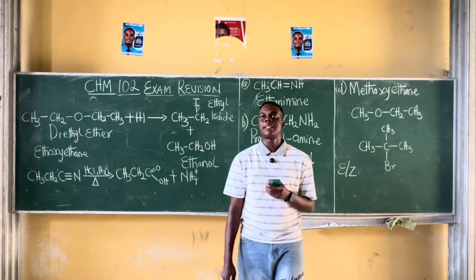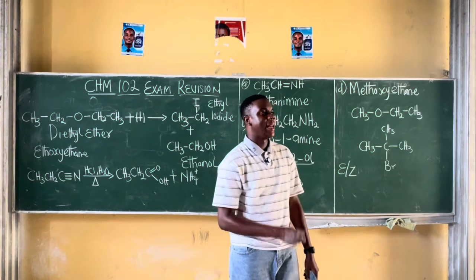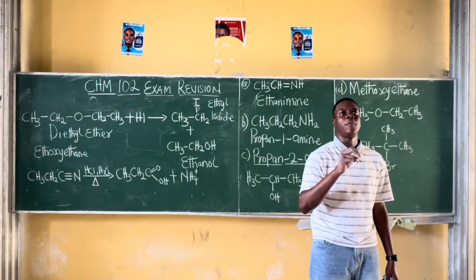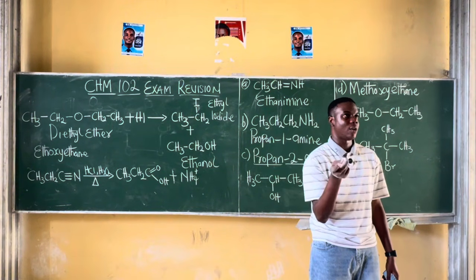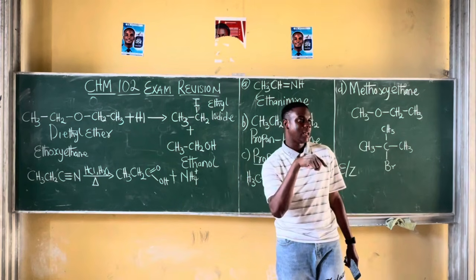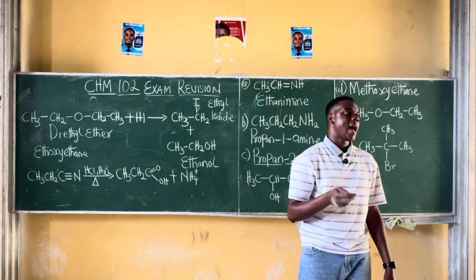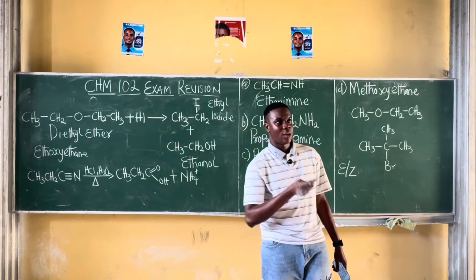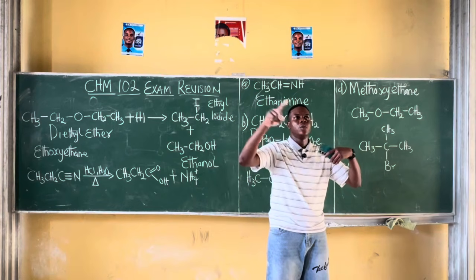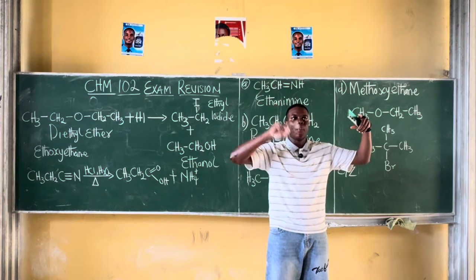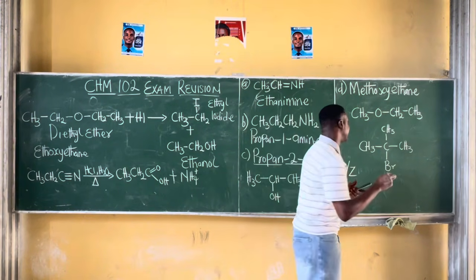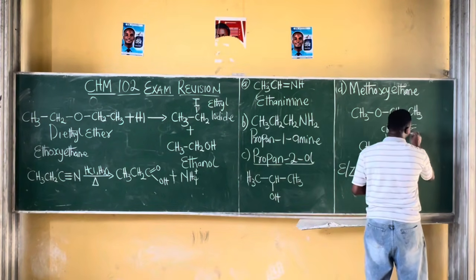Now E/Z is a nomenclature for naming compounds where there is no free rotation around the bond. For instance, an example of a compound that does not rotate is alkenes. Alkenes do not rotate. So because they cannot rotate, the arrangement of groups around that double bond is very important in their naming. E means Entgegen. I don't know if I'm pronouncing it well, but it's German.